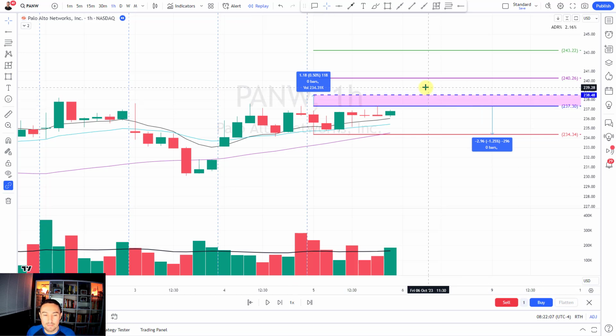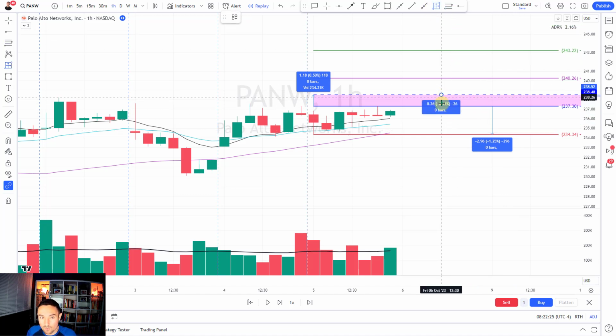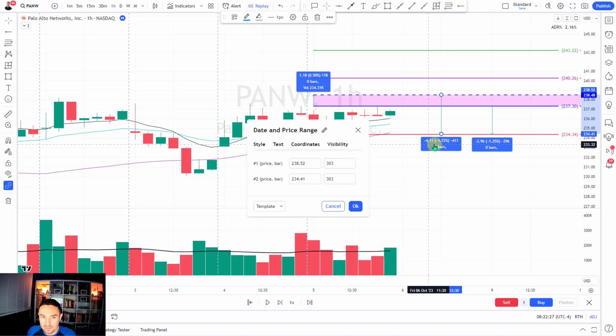So this pink level here, what I'm looking to do is, when price moves through the high of the trigger bar, which is 237.30, I want to get filled somewhere between 237.30 and 238.48. Now, why do I want to do that? Because I want to control the risk. I want to define how much risk I can have on the trade. So this then all feeds into the risk mitigation and having a plan.